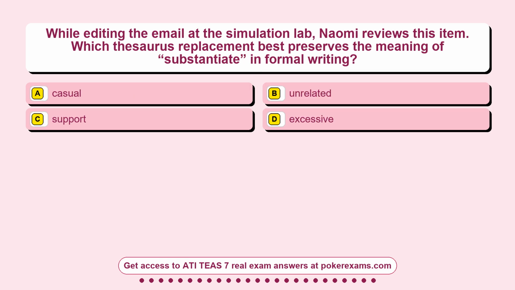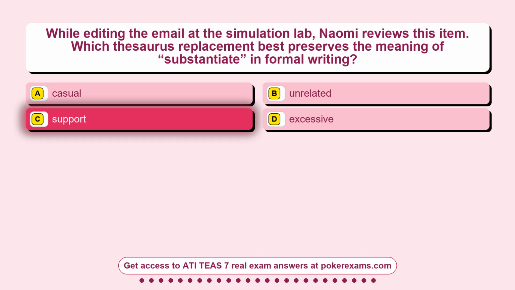Question 15. While editing the email at the simulation lab, Naomi reviews this item. Which thesaurus replacement best preserves the meaning of substantiate in formal writing? Option A. Casual. Option B. Unrelated. Option C. Support. Option D. Excessive. The correct answer is option C.